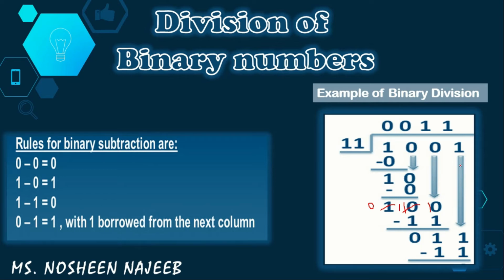Alright, the last and fourth digit will be added into the fourth step, and then we have 1 1. Again this time we will divide 1 1 by 1 1, and it is totally divisible by it.